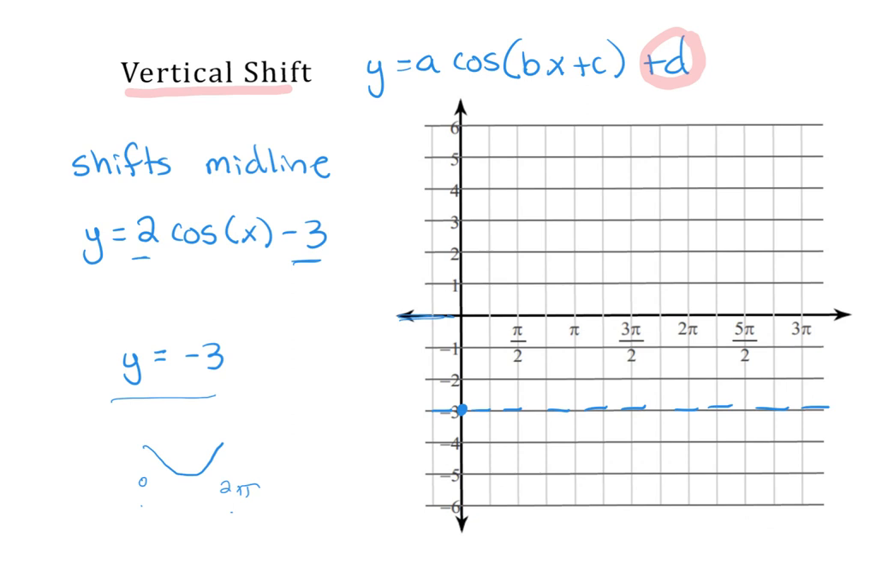We need to go, let's see, the amplitude is up 2. So I'm going to go up 2. And at pi over 2 is when you hit the midline. And then at pi, we go down, at 3 pi over 2 we hit the midline, and at 2 pi back up. So as you can see, it looks like cosine is just shifted down, and you can continue it.